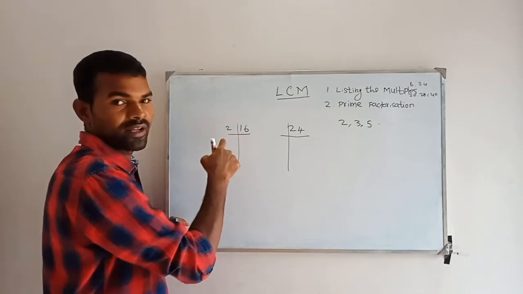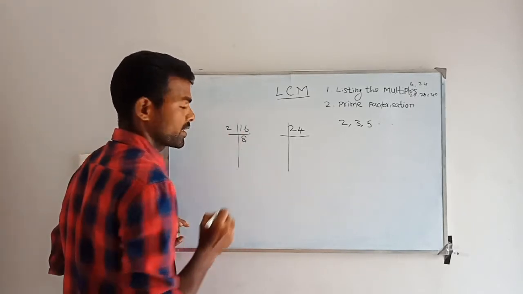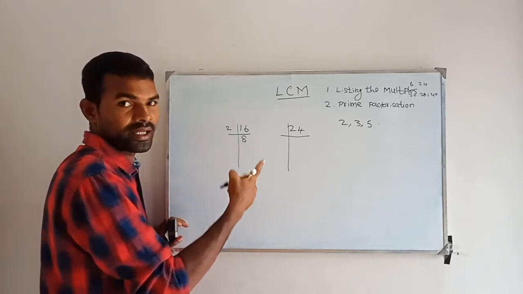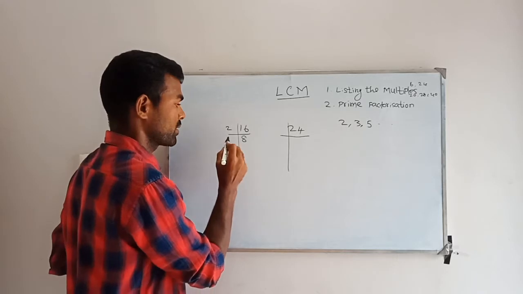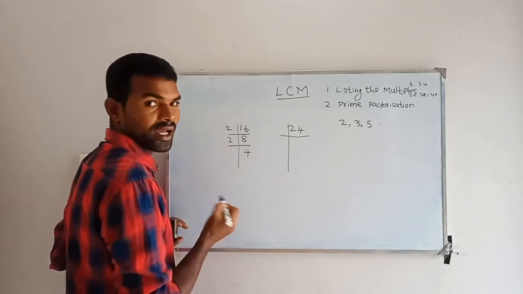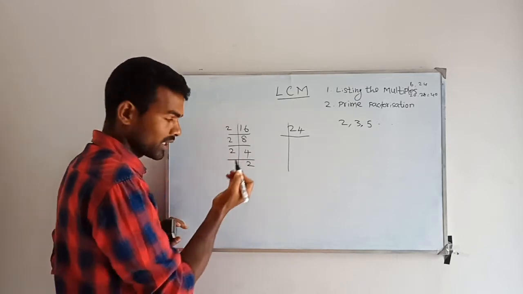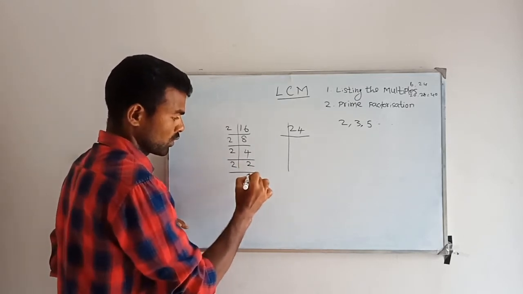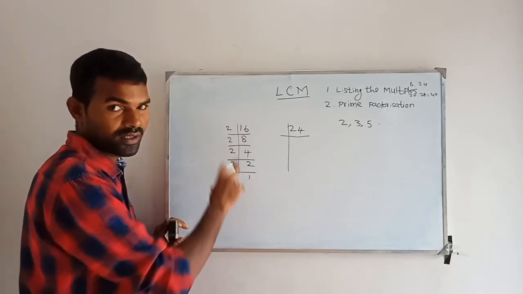16 divided by 2, the quotient is 8. So write 8 below here. Next, 8 is there. Again divide this number by the prime number 2. 8 divided by 2 is 4. Again divide this number by 2, you get 2. Again divide this number by 2, you get 1. Yes, no? Till 1 comes, you have to keep dividing.